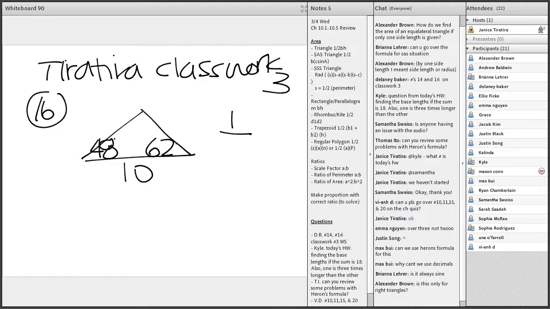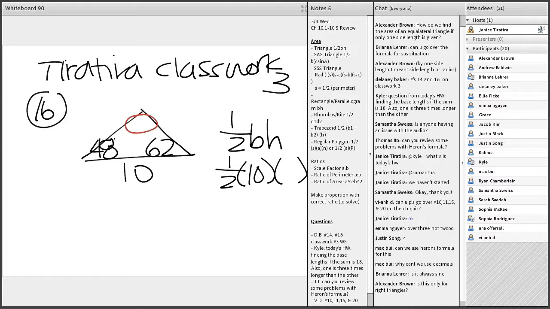So you're like, oh man, I only have 1/2 base. I only have 1/2 times 10. I know the base is 10. So in order for me to find the height, I have to find another side. So before I do that, I'm going to have to calculate this angle. That's easy. You know that the sum of the triangle adds to 180. So 48 plus 62, that's 110. Subtract that from 180, and that's 70. So that top angle is 70 degrees.